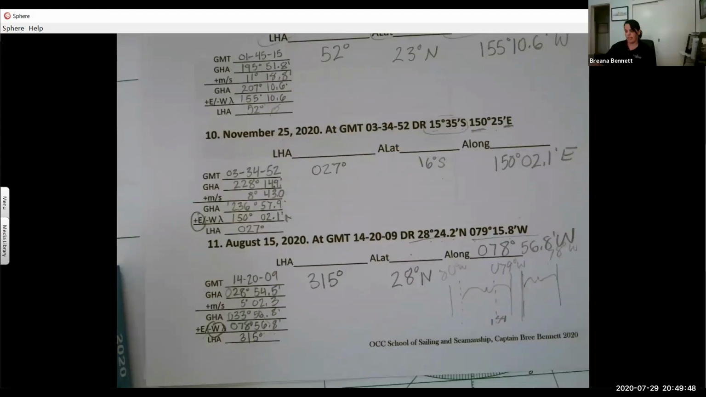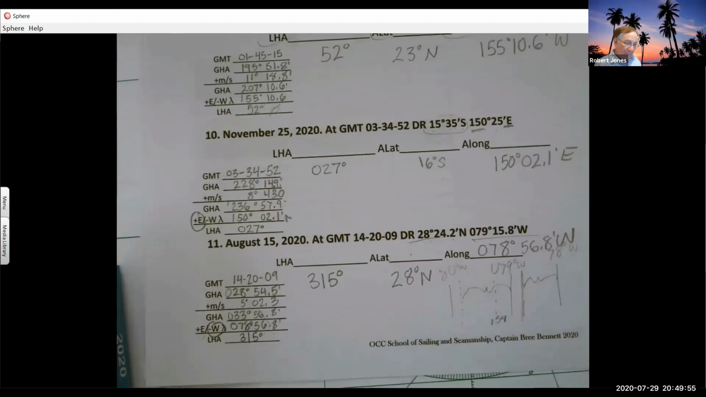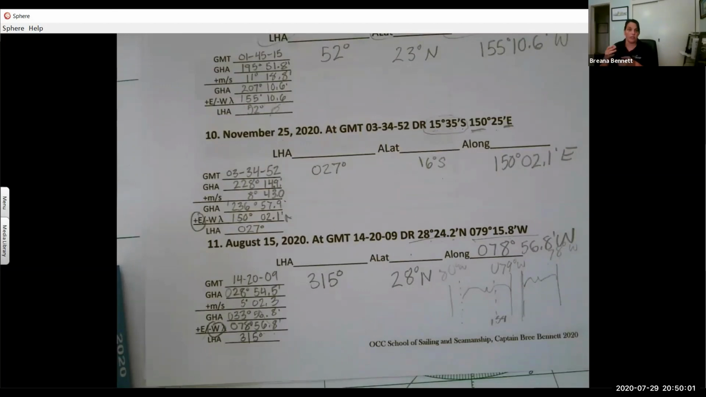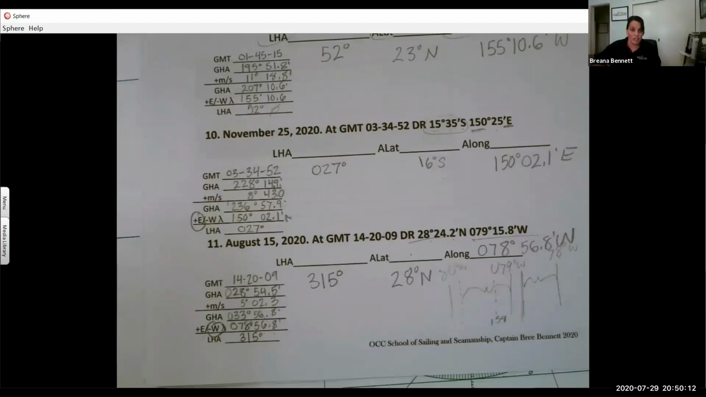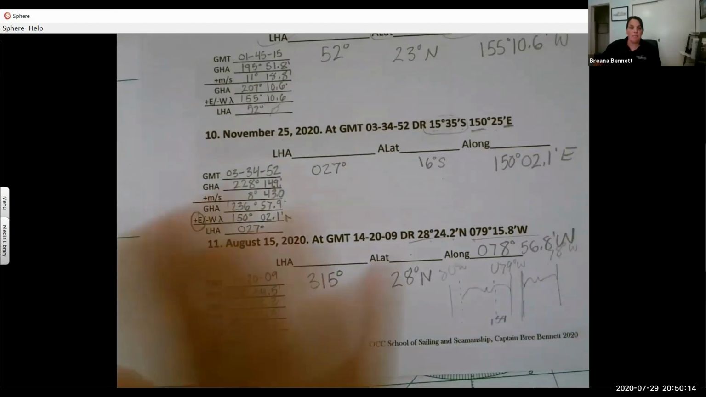How do you guys do on that? Make sense on creating that assumed position? Yeah. We just want to get the LHA to a whole degree and latitude to a whole degree, so we don't have to triple interpolate. And now we're going to practice interpolation. Back to 229.